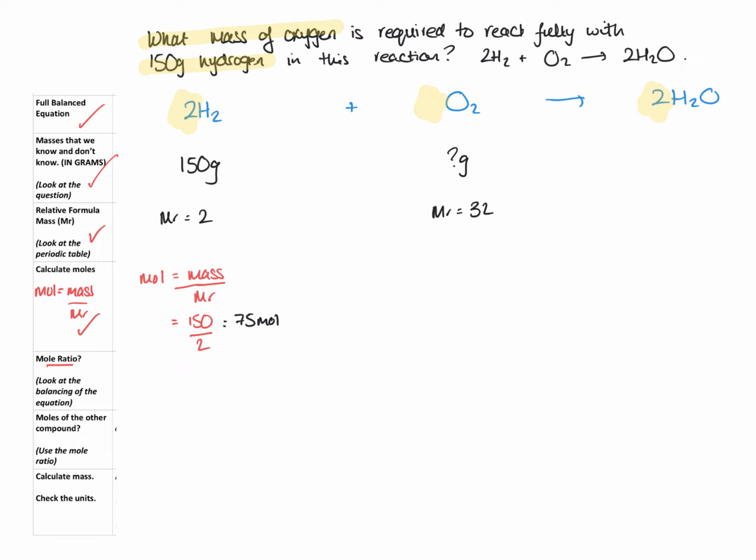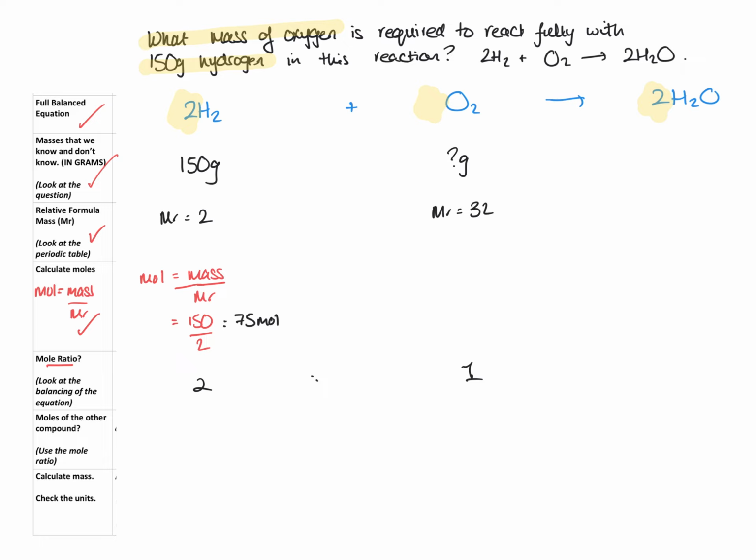So the two substances that we're interested in are the hydrogen and the oxygen, and the mole ratio for that is 2 to 1. Okay, so now we do have to do something with our ratio.